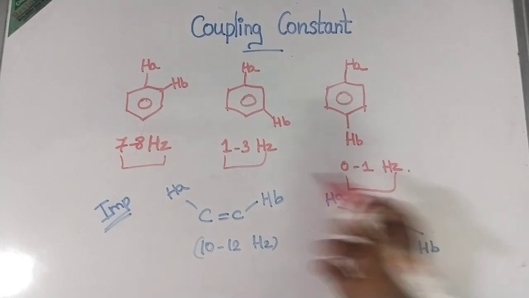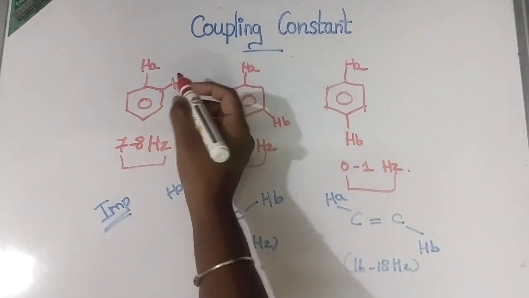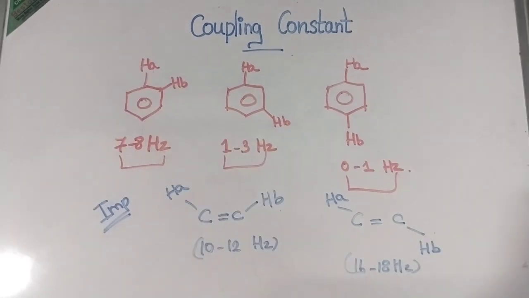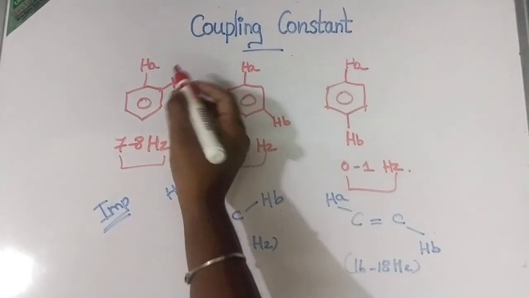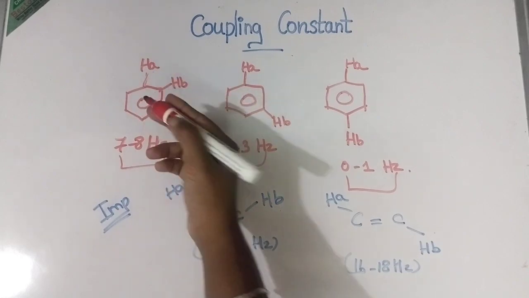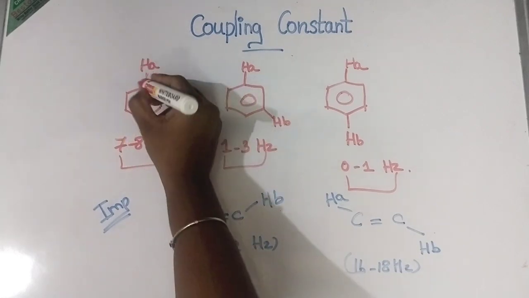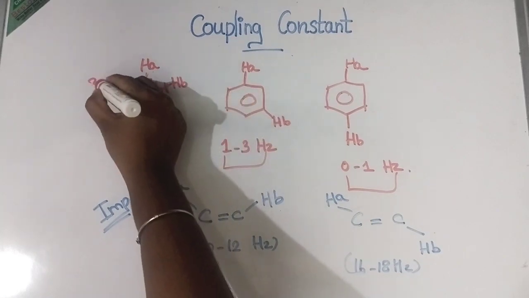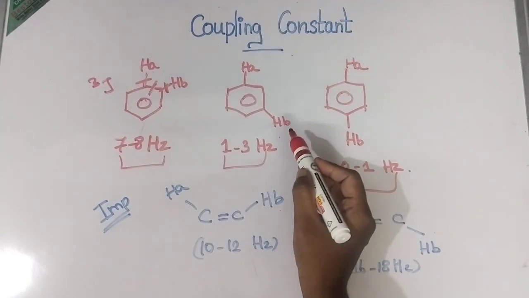So why does this value decrease? See here, in this case HA and HB are present at the ortho position. They can couple to a greater extent, right? Here the number of intervening bonds between these two is 1, 2, 3. It is J3 coupling. So in this case, this is meta coupling.